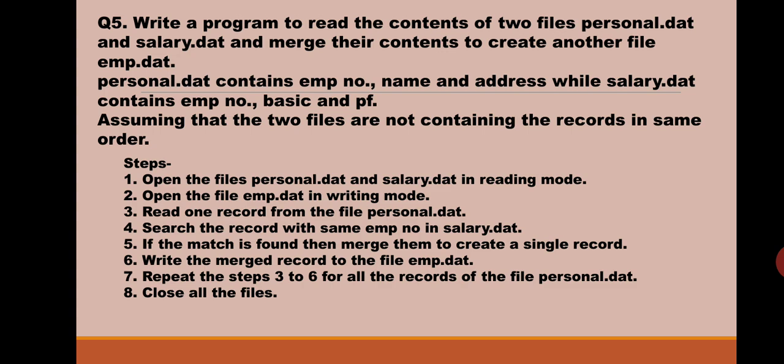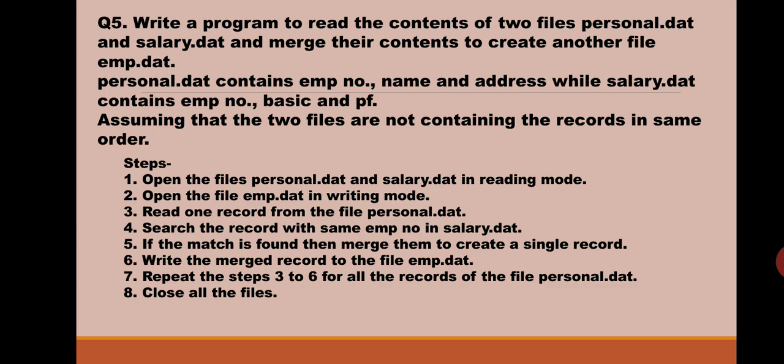That means if there is an employee number E1, and that employee number is in the file personal.dat in the first position, it's not necessary that the record for E1 in salary.dat is also in the first position. It will be there in salary.dat, but it's not necessary that it is in the same position as in personal.dat.